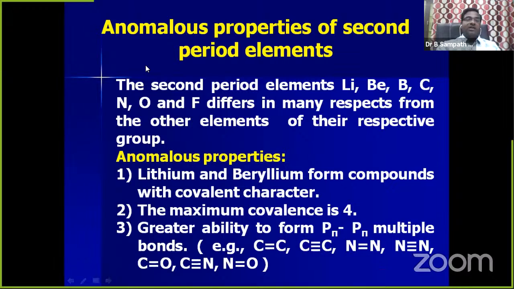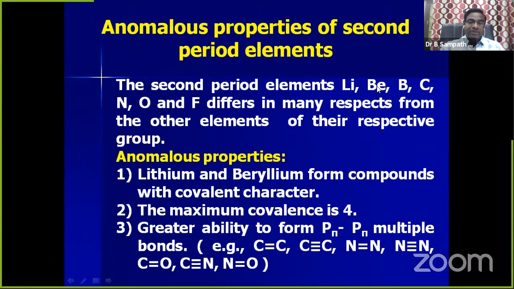Next children, the last one is the anomalous properties of second period elements. So here second period elements show different properties compared to the other period elements. Let us see. Second period elements, lithium, beryllium, boron, carbon, nitrogen, oxygen, and fluorine, differ in many respects from the other elements of their respective groups. Why? Let us see the anomalous properties. Here lithium and beryllium form compounds with covalent character.